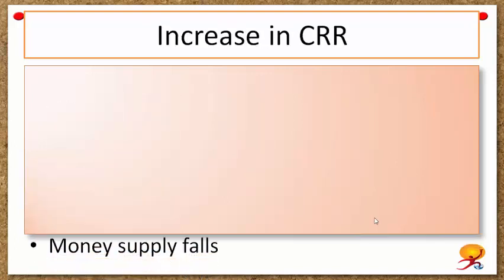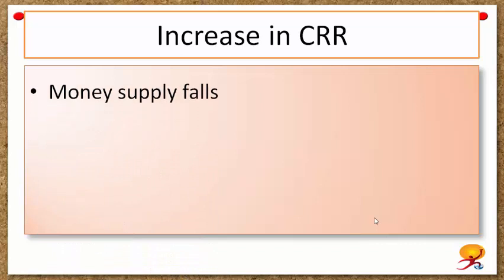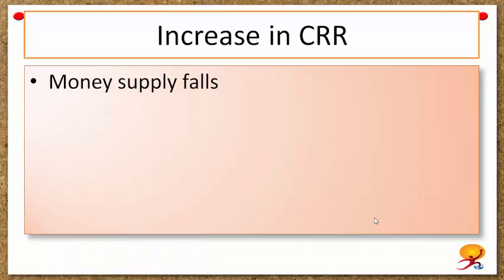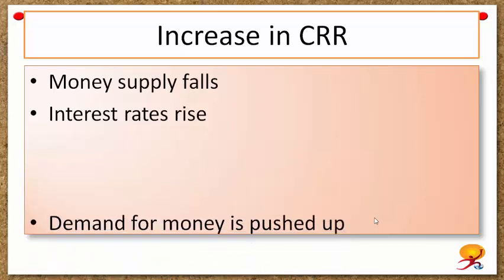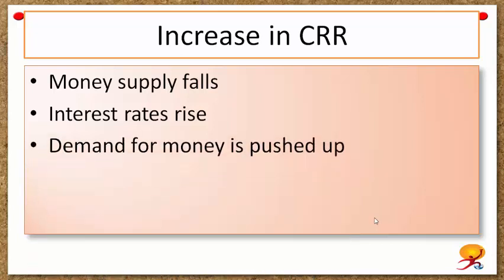Contrastingly, when CRR is increased, banks have to keep larger amounts of cash with RBI and they'll be left with less money to play with. Moreover, as RBI does not pay any interest on CRR balances, banks are forced to raise the commercial interest rates, for example on home loans or car loans or any kind of loans. This ultimately contracts money supply in the economy and thereby decreases inflation.